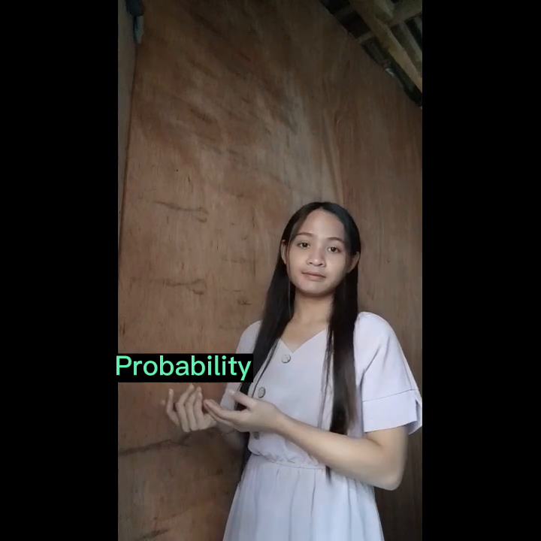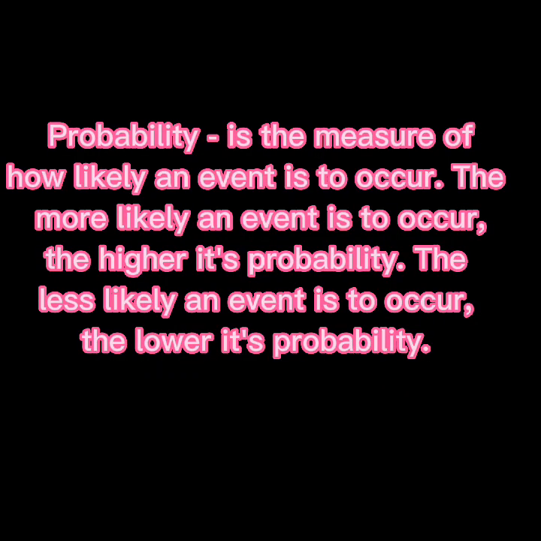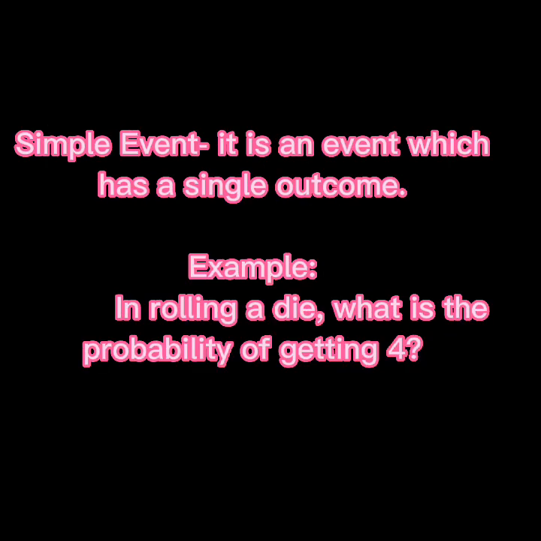Okay, so what comes into your mind when you hear the word probability? Probability is the measure of how likely an event is to occur. The more likely an event is to occur, the higher its probability. The less likely an event is to occur, the lower its probability. What is a simple event? It is an event which has a single outcome.